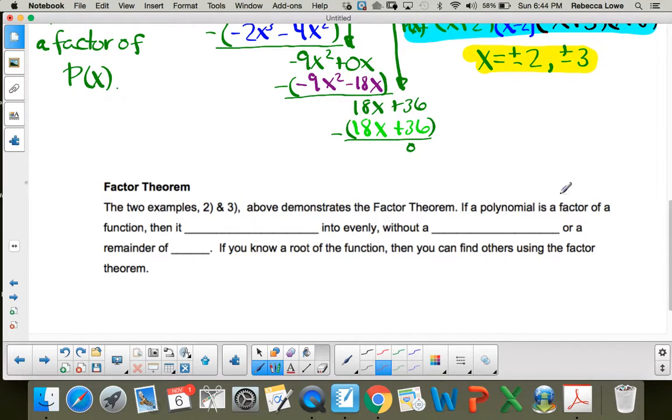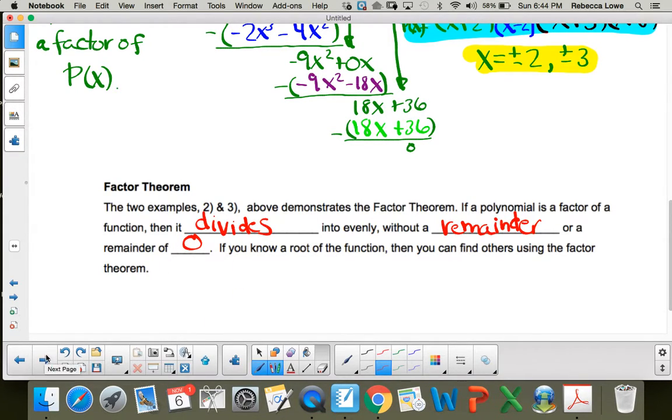If a polynomial is a factor of a function, then it divides into it evenly without a remainder. You guys already know this. You worked on this several classes. You've been doing really great with the division. Or it has a remainder of 0. If you know the root, then you can also find the other factors using the factor theorem, or you could find the other roots. So we're going to go backwards.